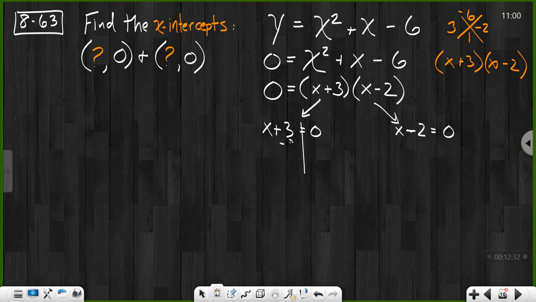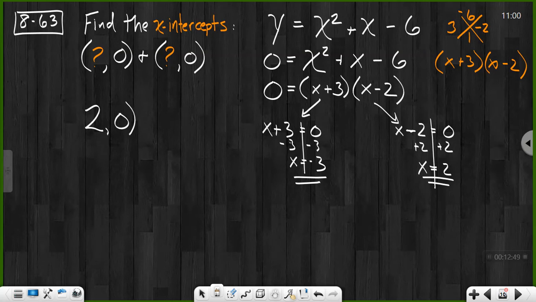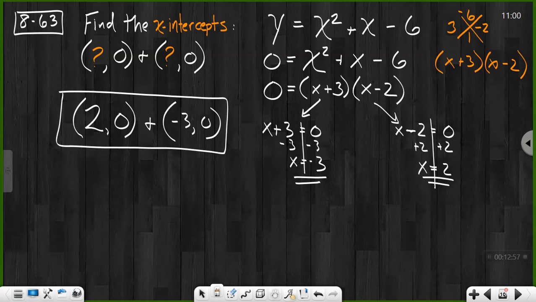And I can solve each of those to find the value of x that would make this equation true. Finding -3 there and finding that x equals 2 here. Meaning those are the two values of x that make this equation true when y is 0, and therefore those are my two x-intercepts. All right, I get (2, 0) and (-3, 0). Those are my two x-intercepts for this quadratic.